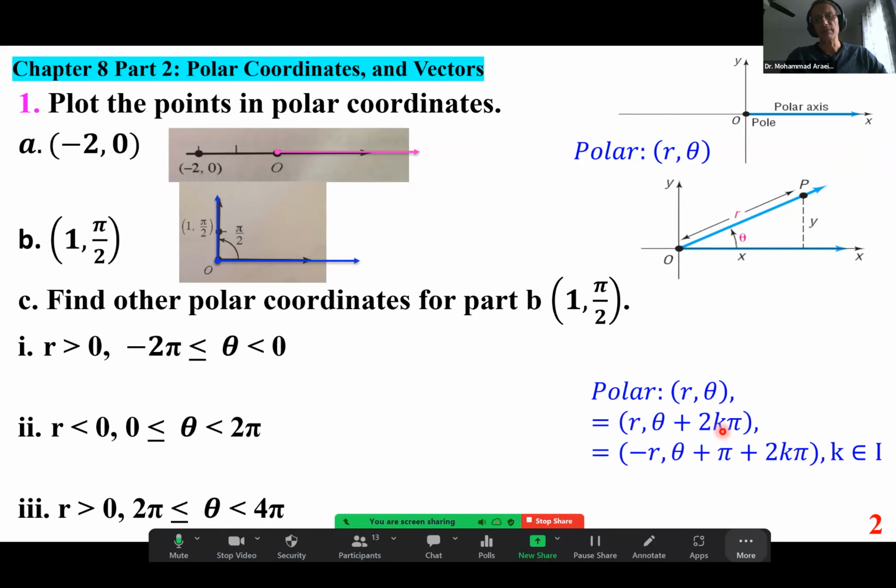We can add 2k pi or 2n pi, where k is an integer, to theta. Or we can make the r negative, and then we add odd multiples of pi to that. So for example, right here, simply put, since we want theta to be between 0 and negative 2 pi, we subtract 2 pi from theta, which is pi over 2, to make it negative.